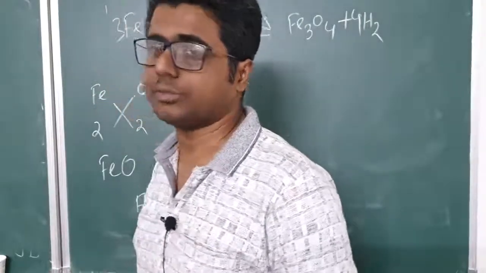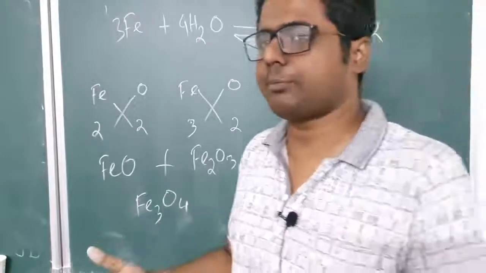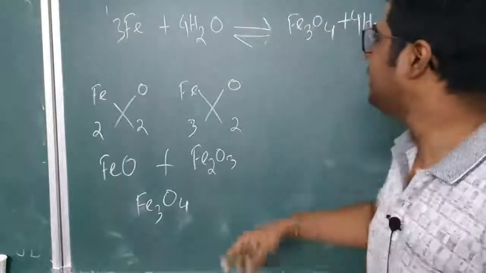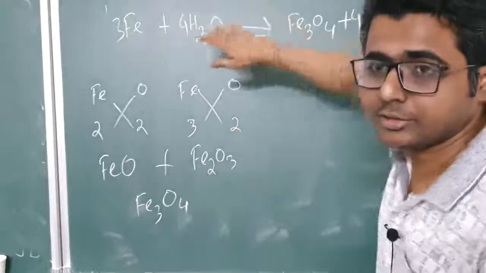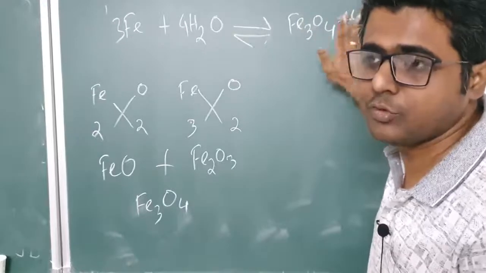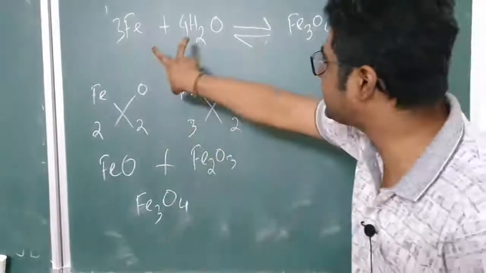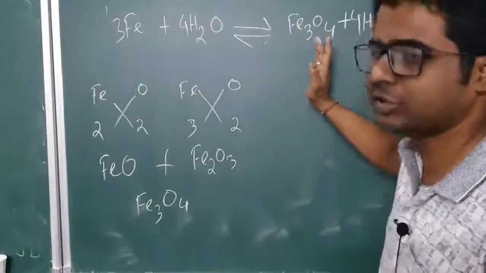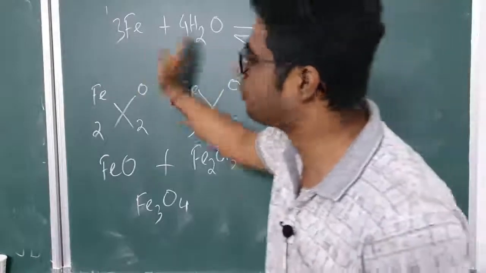So how can I stop this? How can I maximize my production of H2? Maximization of production of H2 will only happen if you keep the forward reaction going in the right hand direction. There are two reactions. One is Fe plus H2O giving Fe3O4 plus H2. Another is Fe3O4 plus H2 giving Fe plus 4H2O.